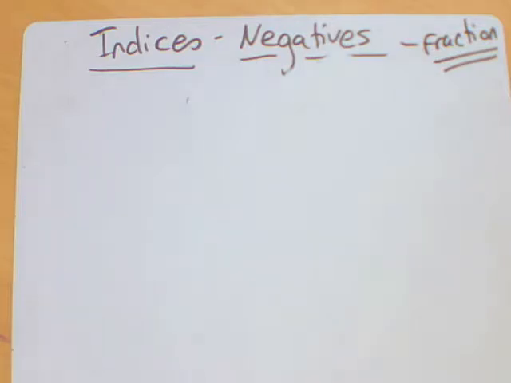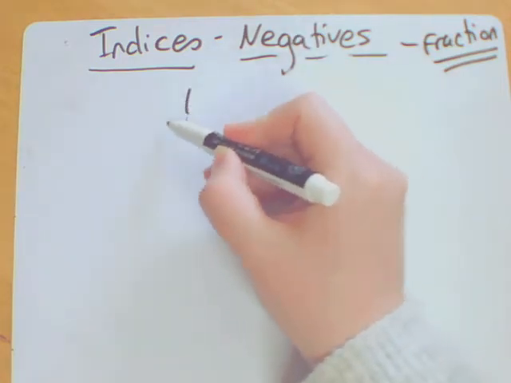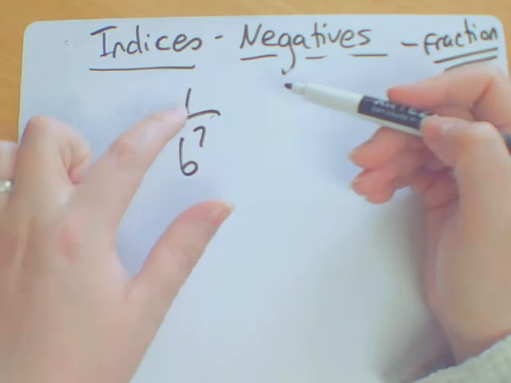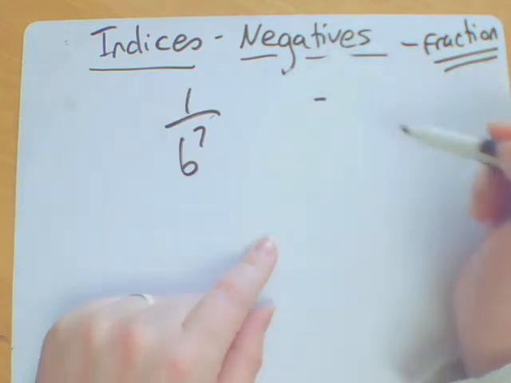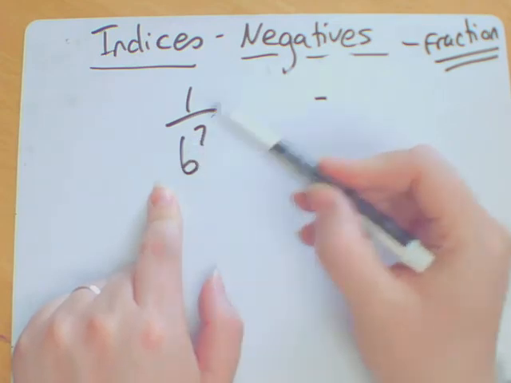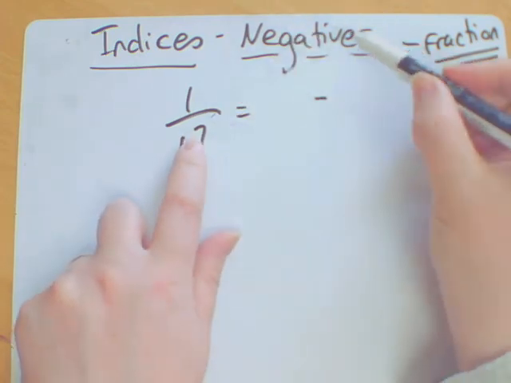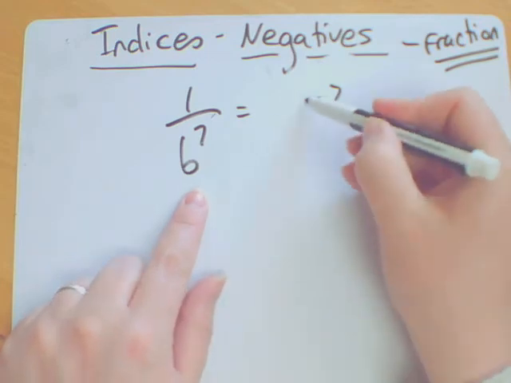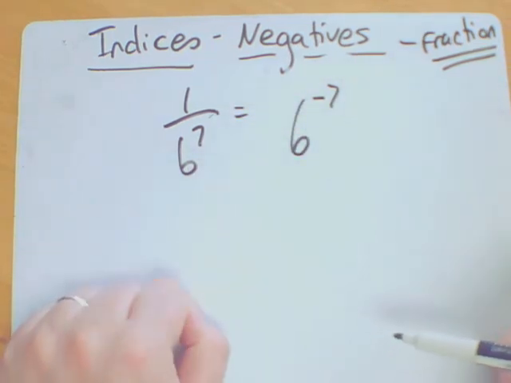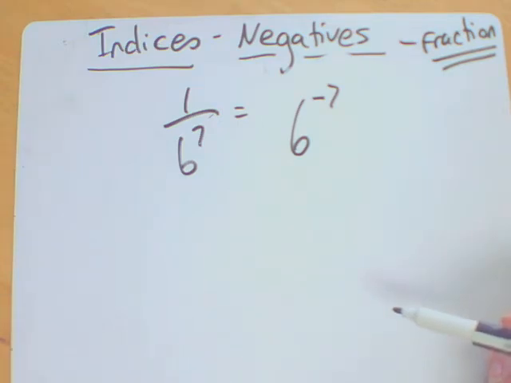So they could be a little sneaky and they could ask you to go in reverse. So they might turn around and say, write this in index form with a negative indice. So again, you go in reverse. So we know that if it's 1 over, that means it's going to be a negative with my indice. This section is telling me what that indice is going to be. So this is going to be the indice. This is going to be the base number. So 1 over 6 to the power 7 is 6 to the power of negative 7.